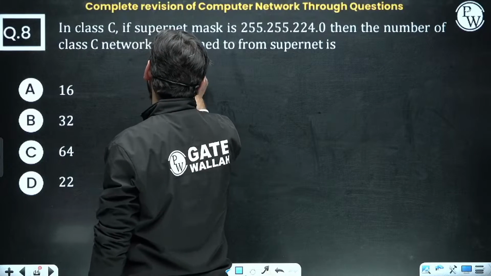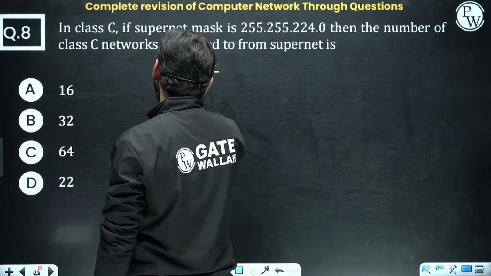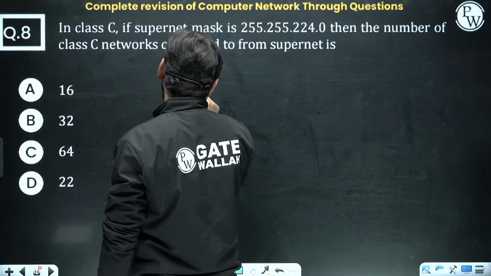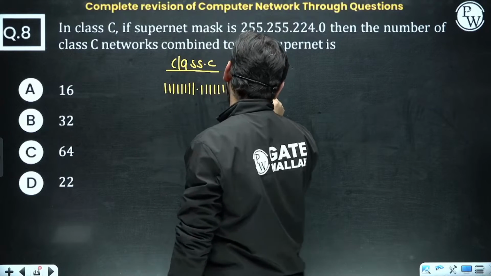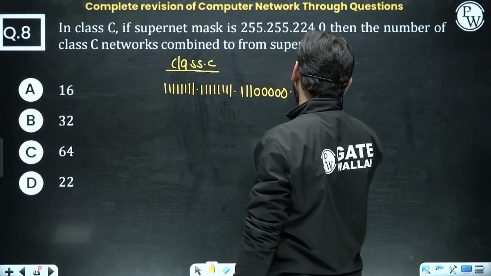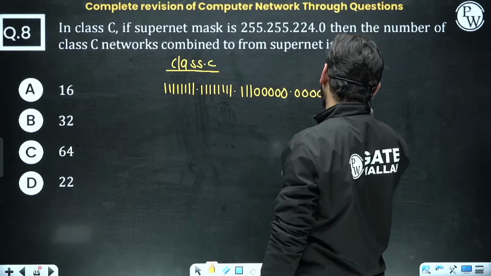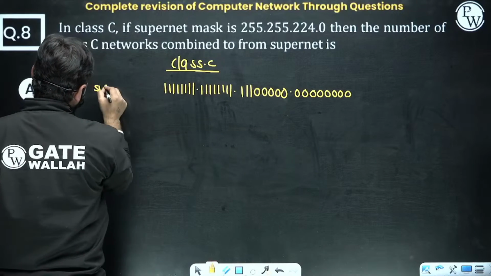Here they are asking about class C first of all. The supernet mask: 1, 2, 3, 4, 5, 6, 7, 8, 1, 2, 3, 4, 5, 6, 7, 8, 224, 1, 2, 3, 4, 5, 6, 7, 8. This is the supernet mask. Can anyone tell me the answer here?